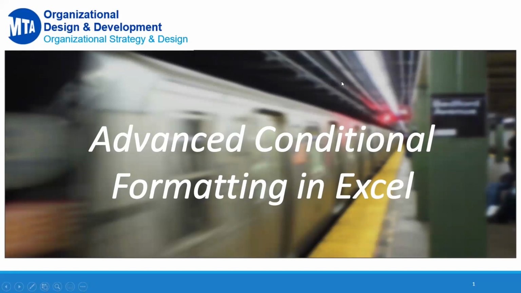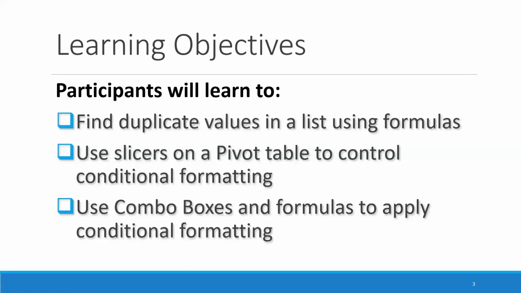So let me start by sharing the learning objectives for today. Here are the learning objectives. In today's class, participants will learn to find duplicate values in a list using formulas, and of course using conditional formatting. You're going to learn how to use slicers on a pivot table to control conditional formatting, and we're also going to use combo boxes and formulas to apply conditional formatting. Okay, so it's a lot we have to cover for the day.